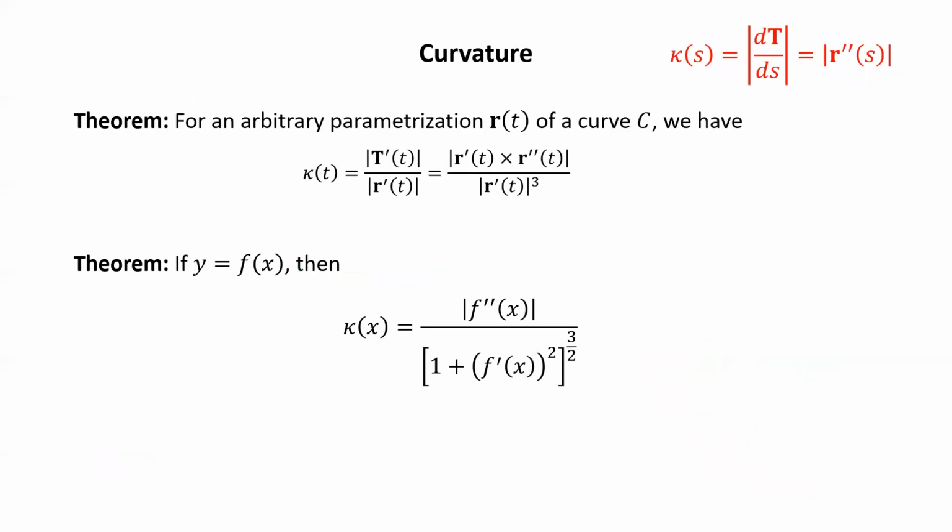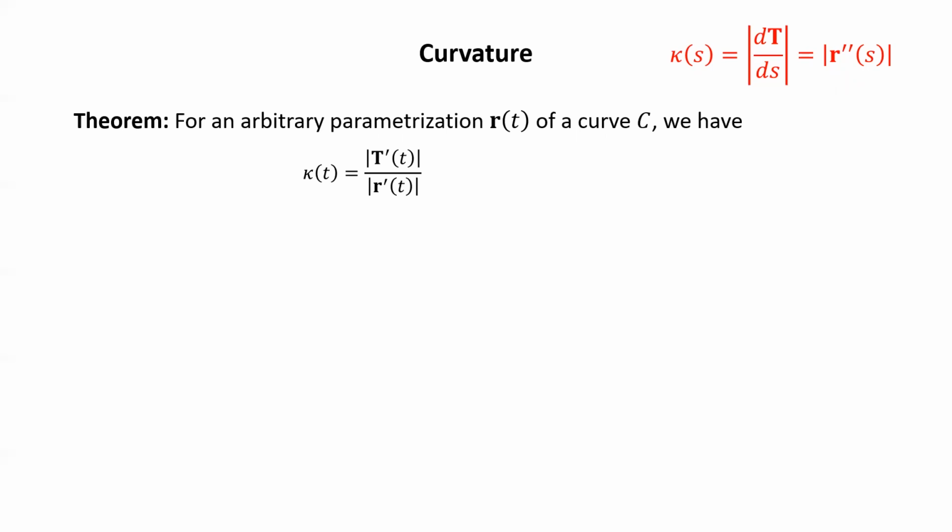As promised, I'm now going to prove these 2 theorems. Let's start with the first result in the first theorem, that kappa of t is the length of the derivative of the unit tangent vector divided by the length of the derivative of r of t. By the chain rule, we have that the derivative of the unit tangent vector with respect to t is the derivative of the unit tangent vector with respect to s times ds/dt.